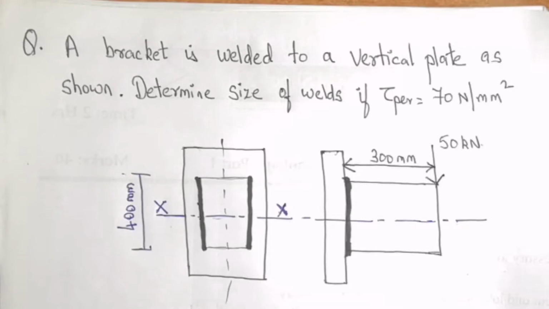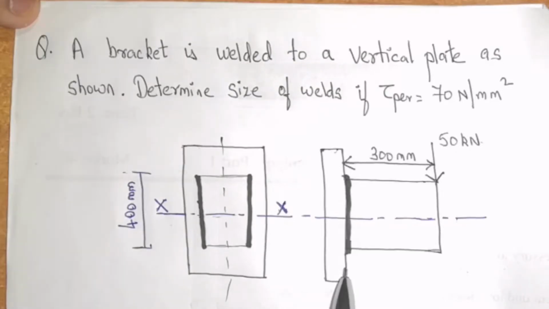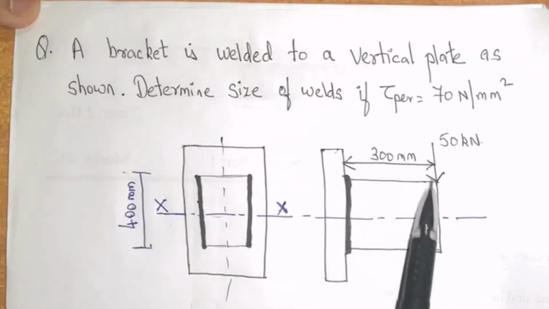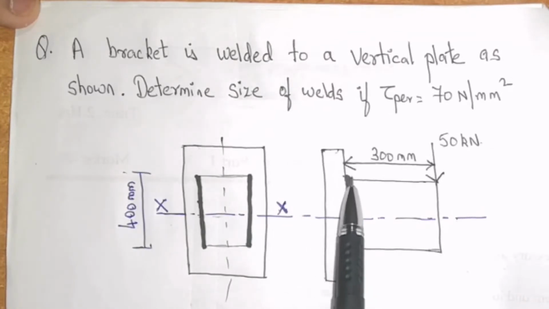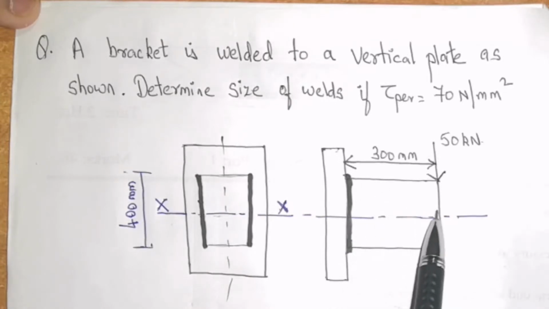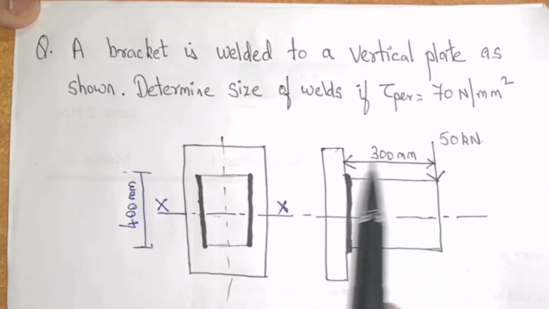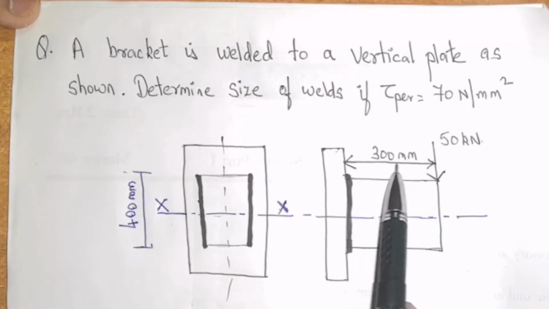A bracket is welded to a vertical plate as shown in the figure. Determine the size of the welds if tau permissible is 70 Newton per mm square. From the figure given, we can see that there is a bracket which is mounted on this rigid wall by means of a welded joint. The load applied to the bracket is eccentric from the welding by 300 mm.